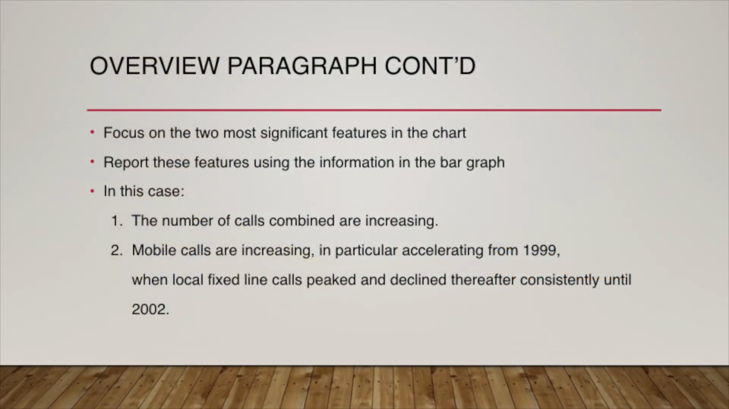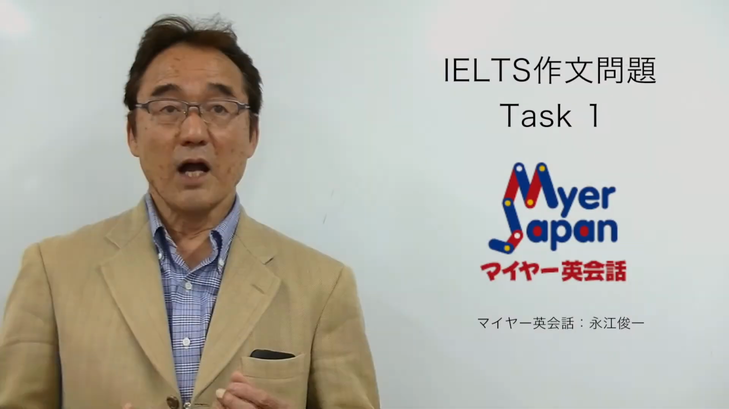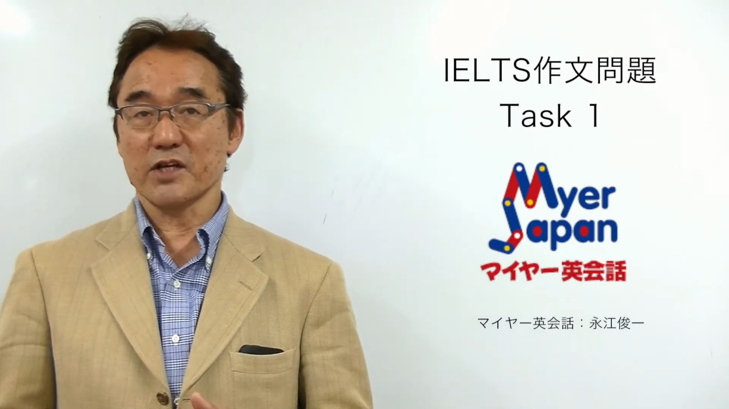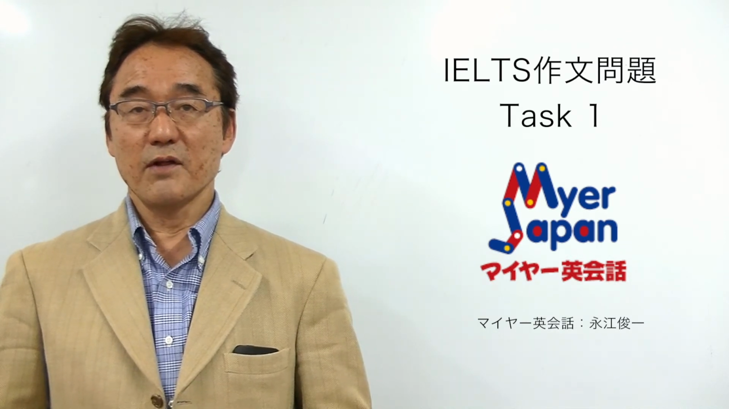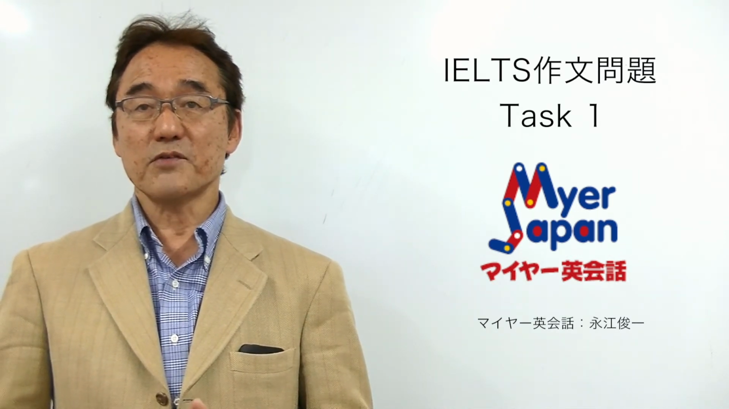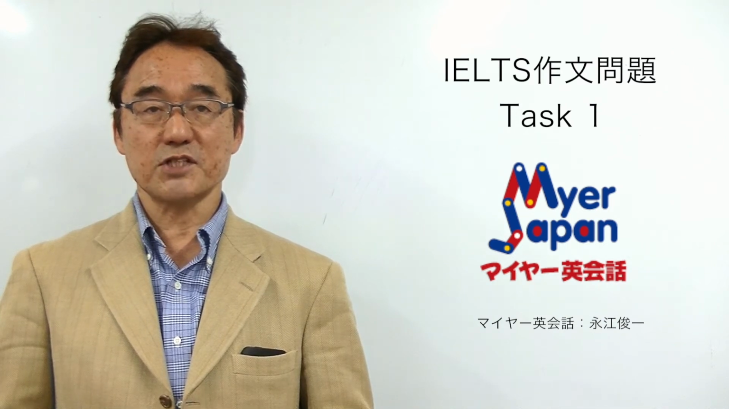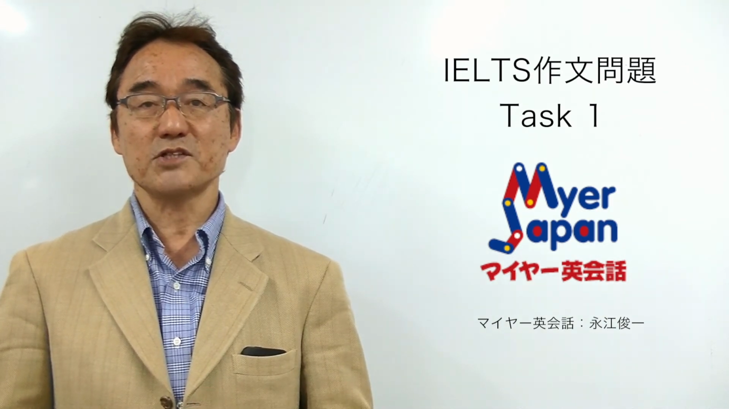In this example, I selected 2 main features. 1. The number of calls combined are increasing. 2. Mobile calls are increasing, in particular accelerating from 1999, when local fixed-line calls peaked and declined thereafter consistently until 2002. How you select the main features may vary depending on the individual. That is not important. The important thing is to select 2 main features and report them using the information in the bar chart.